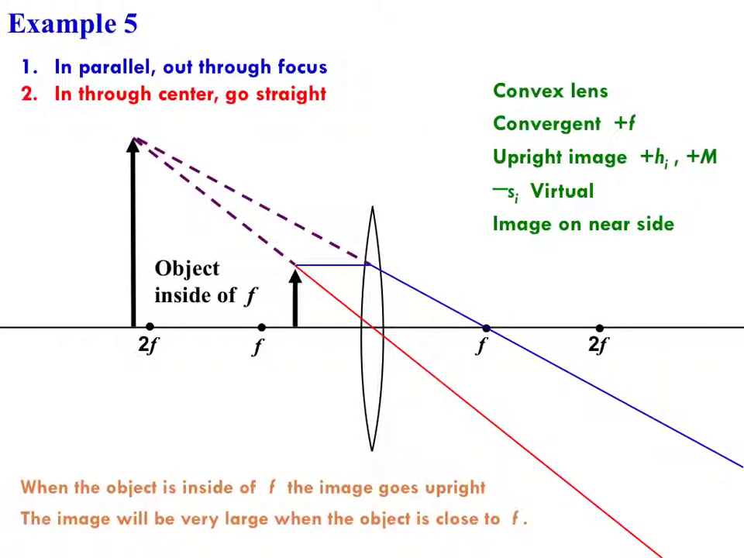Now we look at the situation where my object is located inside of f. What happens is that the image goes upright. You can see that my lines will not converge on this side, so what you actually have to do is backtrace the rays. So what that means is you've already drawn them, now you're just going to trace them backwards, because they will converge at this point. This image will be very large when the object is close to f. This is also known as a virtual image. It's going to be on the same side as the object.